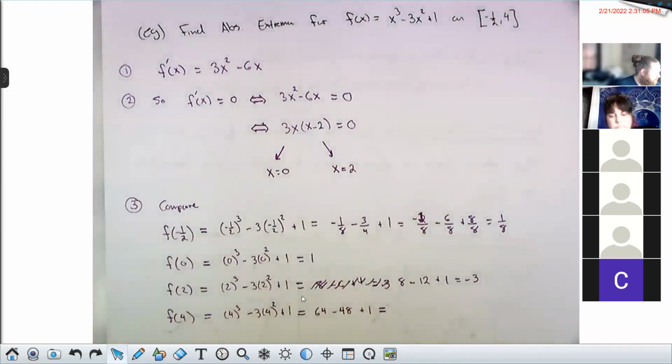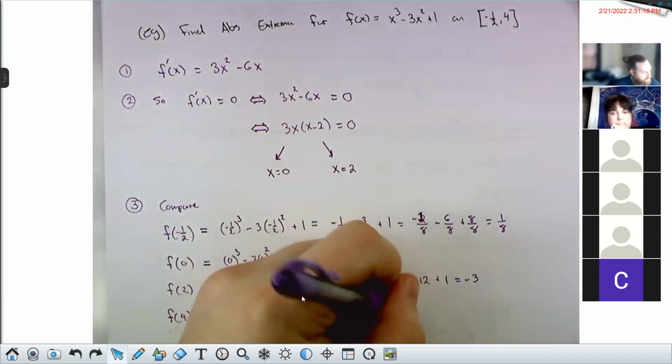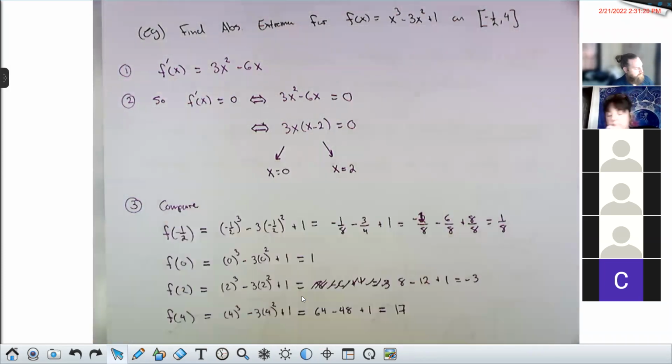And then 64 minus 48 is 2 to get up to 50, and 10 to get up to 60 would be 12, plus 4 is 16, plus 1 is 17. So now we have all of our outputs: 1/8, 1, -3, and 17.